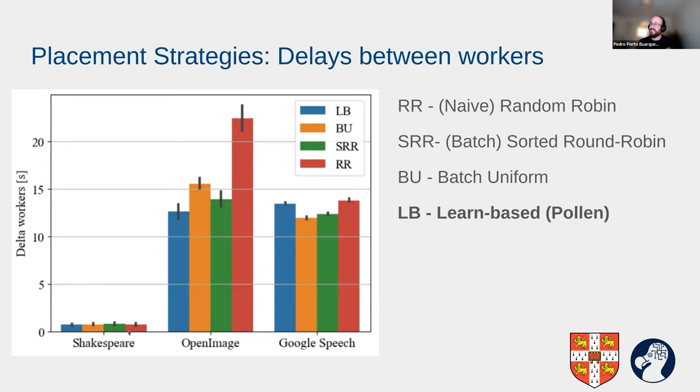You end up having just one client per worker, so it doesn't really matter that much because you have one in each queue. Anyways, you then have Google Speech, and in Google Speech you can see that the delta is better than even round robin. This has to do also with the distribution of the data across clients. If you have concentrations of clients having very different numbers of data samples, that is your worst case scenario. In Google Speech this doesn't happen much, but when you look at Open Image, that's when you start seeing this delta between best and second best in the learn-based Pollen going down.